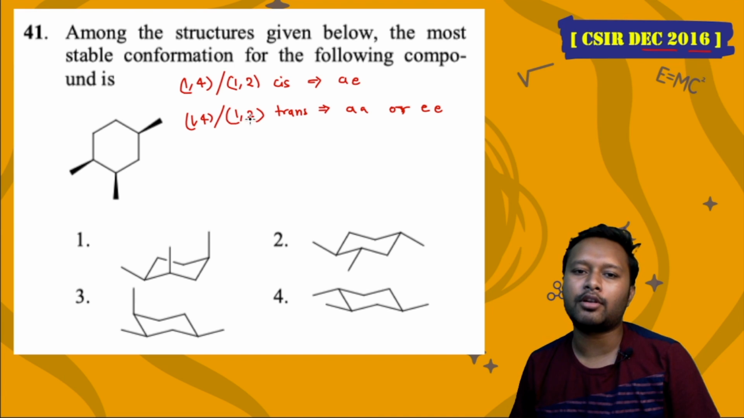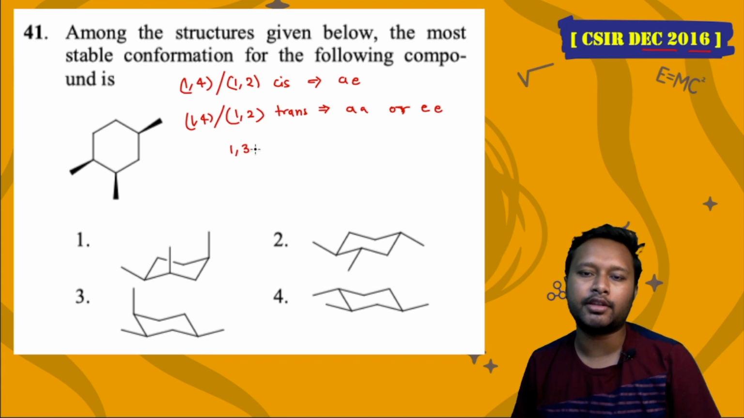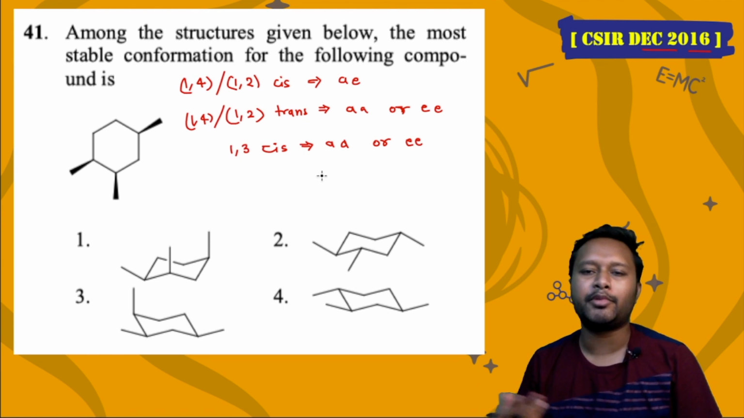1,4 trans or 1,2 trans are going to be axial-axial or equatorial-equatorial. Whereas if you are talking about 1,3 relative groups, if they are cis, they are going to be either axial-axial or equatorial-equatorial, and vice versa, you know that. If you have 1,3 trans, they will be axial-equatorial.